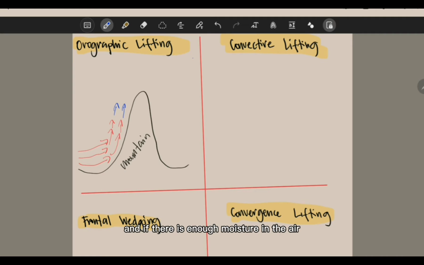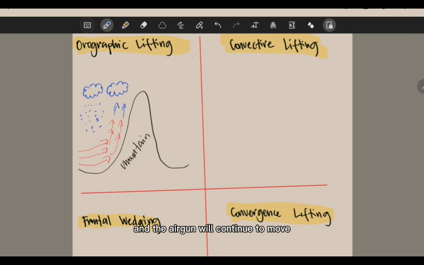And if there is enough moisture in the air and there are condensation nuclei in the atmosphere, it will begin to form clouds. And if there is enough moisture in the clouds and the water droplets become so heavy, it will begin to precipitate. It can either be rain or snow depending on the temperature of the atmosphere.